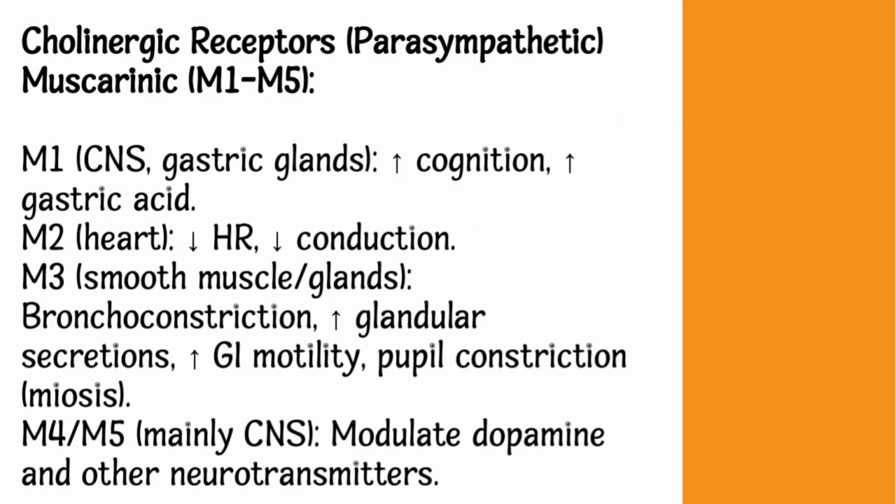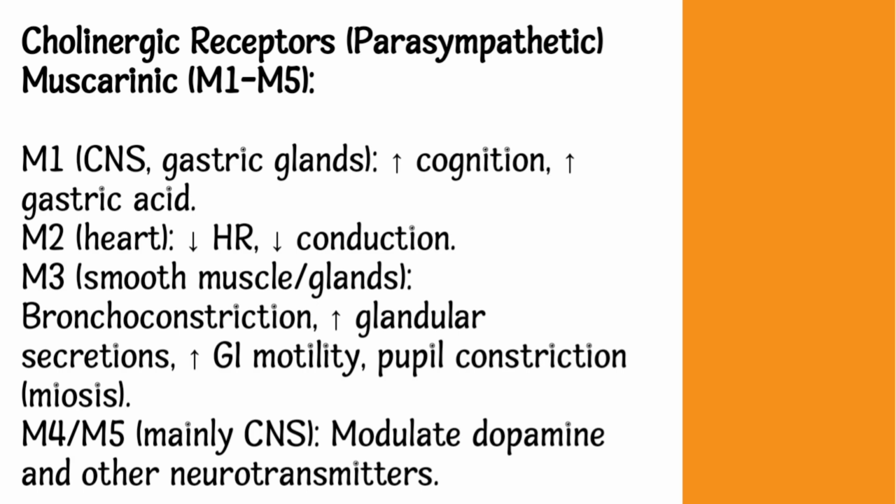The next we have here, they are the cholinergic receptors, which are also called the parasympathetic receptors. Now, it's divided into two. We have the muscarinic and the nicotinic. So we're taking the muscarinic first. Muscarinic are divided into M1, M2, M3, M4, and M5. So there are five groups. For the M1, it's located in the CNS and the gastric glands. It's involved in coordination, like I said, CNS, and it increases gastric acid secretion.